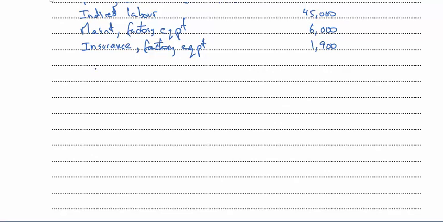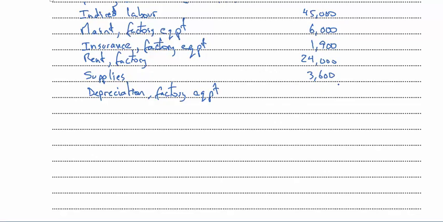Rent on factory facilities, though. 24,000. Supplies. I think we're going to make the assumption that this is supplies used in production. It'd be nice if they gave us a bit more detail, but we'll make that assumption here. Supplies, 3,600. Depreciation office equipment, again, not really a cost of production, so no. But depreciation factory equipment, yes. And depreciation is synonymous with amortization. 17,000.